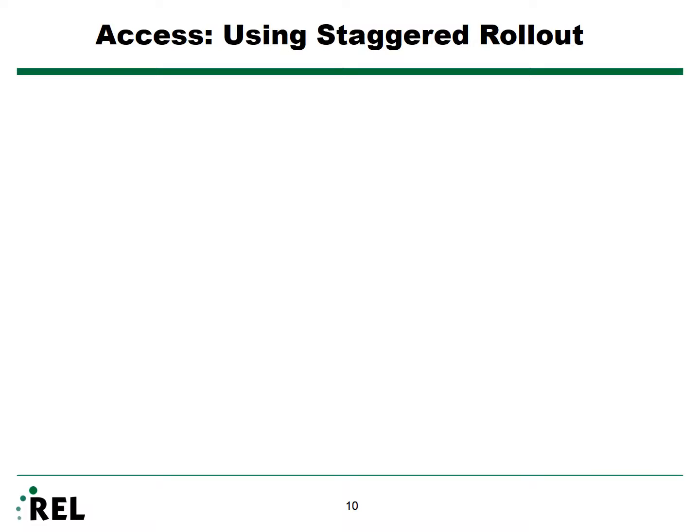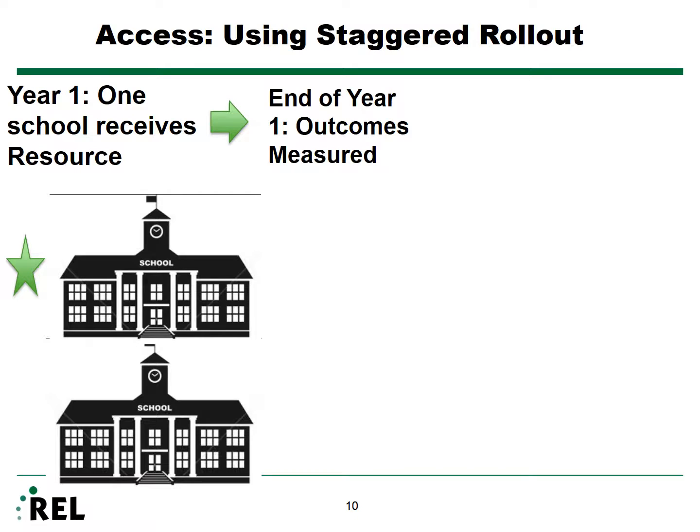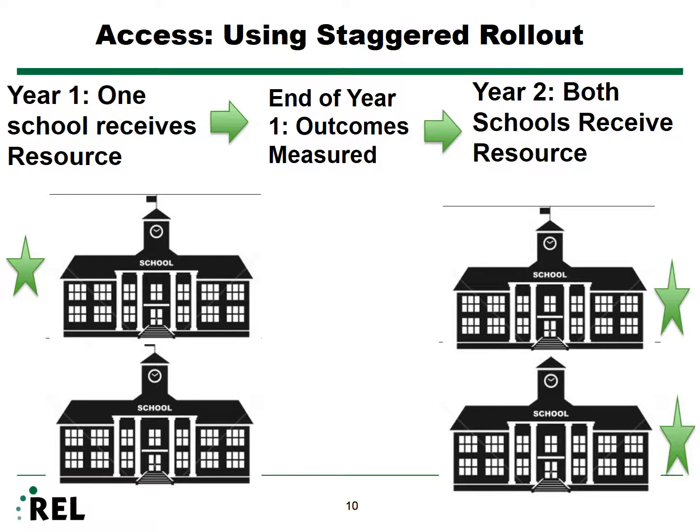Going back to the 2 schools in our first example, we can see how a staggered rollout might work for them. In the first year, only one school receives the resource and the other does not. At the end of that year, data is collected and the effects of the resource can be measured. In the second year, both schools receive the resource. This might be appealing to educators and parents concerned about whether opportunistic experiments can be fair to everyone involved.